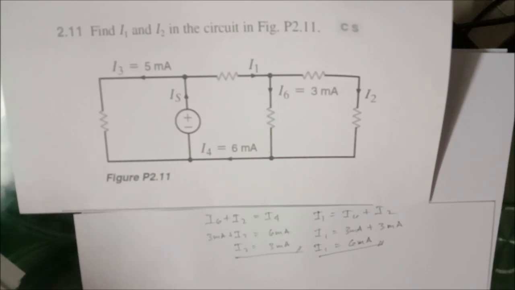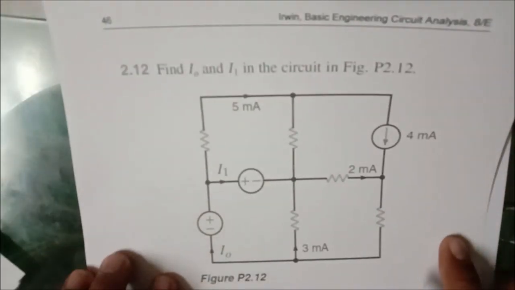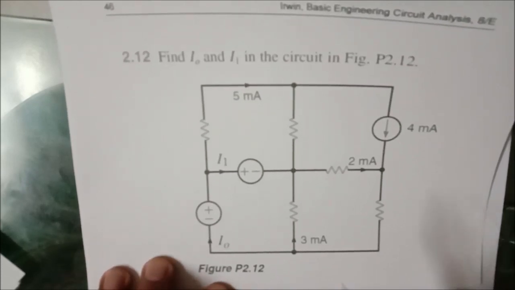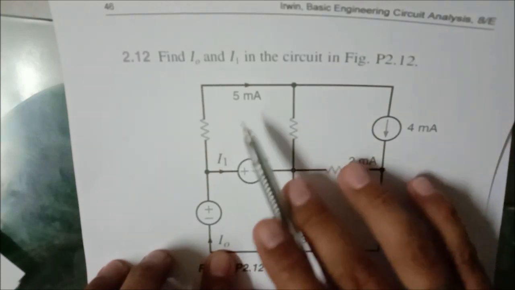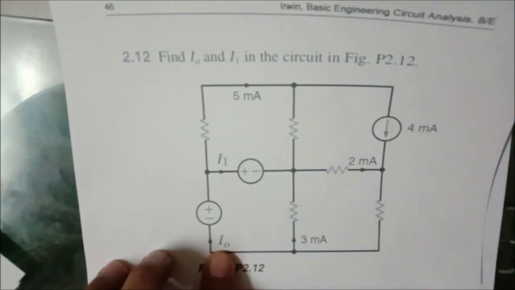Since hindi na natin siya kailangang i-solve, hindi na natin papakita. Okay? Okay. So, 2.12. Ito yung ating circuit. Ito lahat. Find I sub O. Ito yun. And I sub 1 in the circuit in this figure. Okay? Using Kirchhoff's current law ulit.